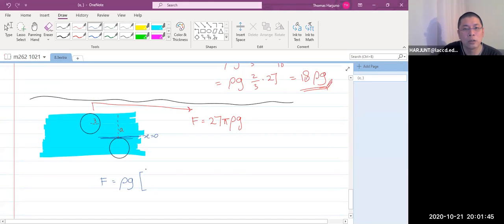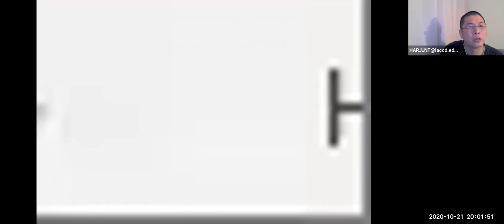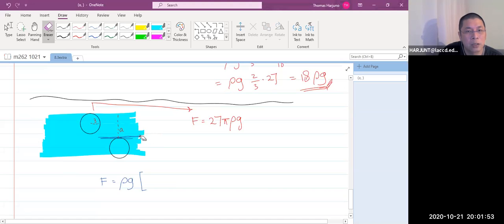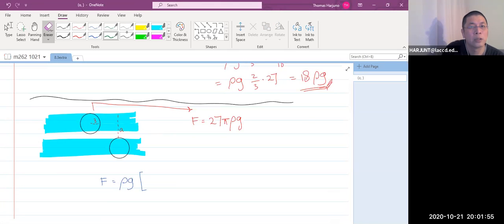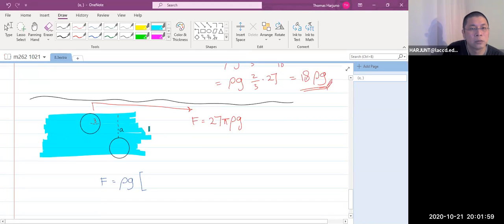I'm sorry. No, that's not there. My bad, not there. My x equals 0 should be... now, my originally x equals 0 was here, right? That's my original x equals 0. Now I will move my x equals 0 here. That's my line of reference.